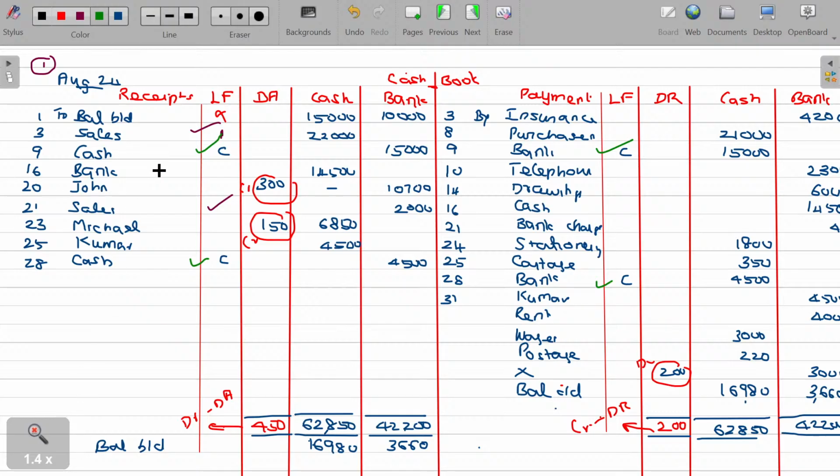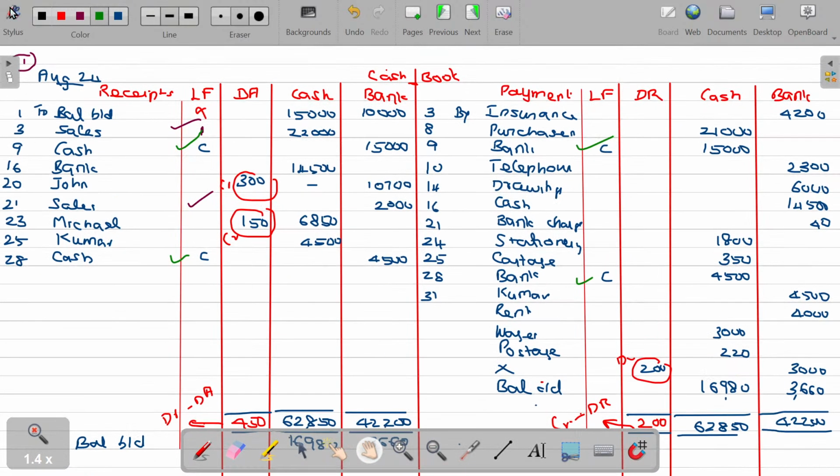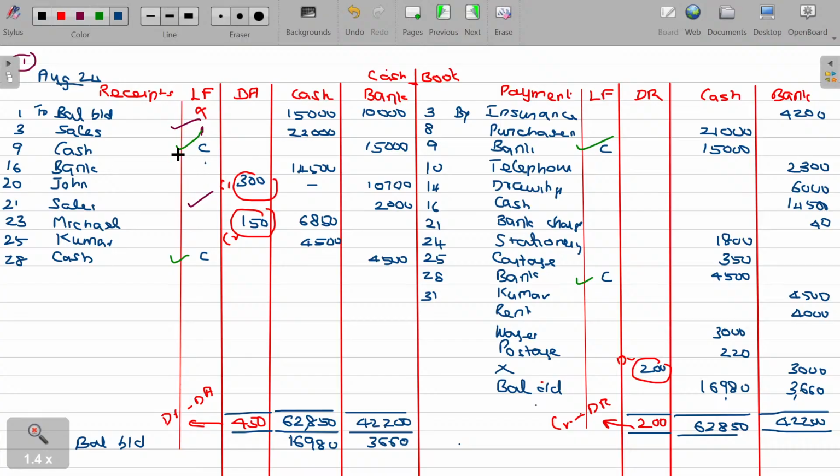Then what about this 14,500? Also contra. This 14,500 also contra. You understand? Here is contra. Here is contra. Contra represents the other posting is already done. You need not worry further. So these things will not be posted again. You have completed 50% of the load also. Now we'll go for what?